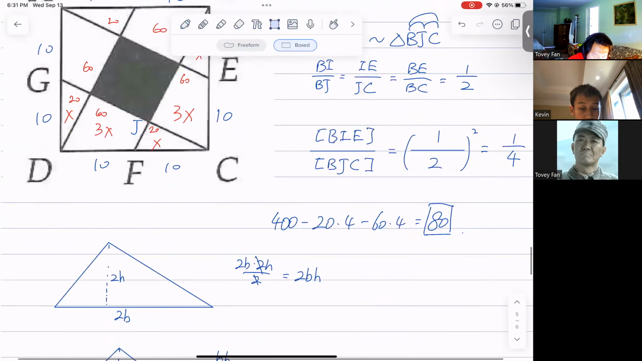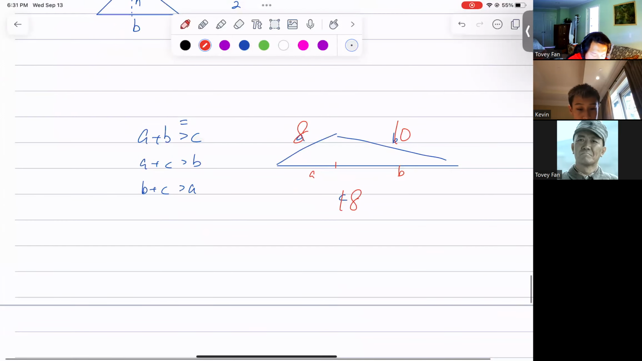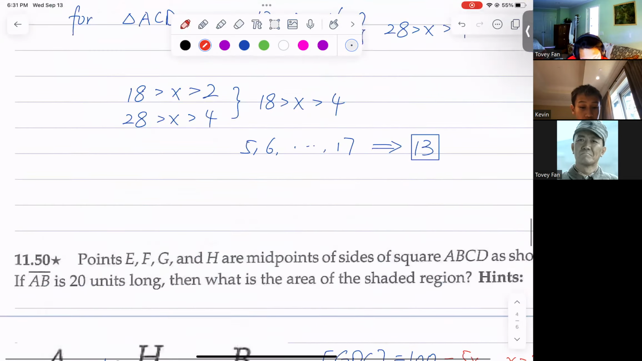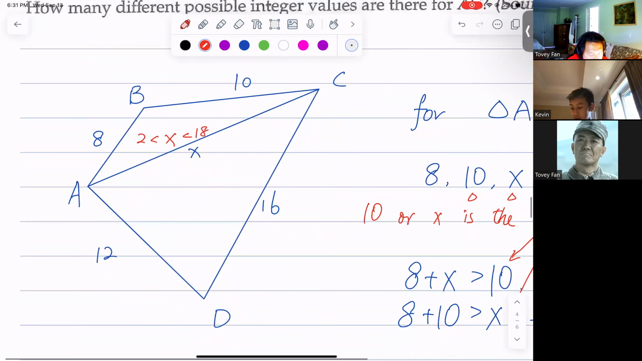Does it make sense? Yes, it makes sense. 8 and 10, right? That was the question. 8 and 10. Obviously, the greatest is 18. And for the smallest, you want to put 10 here, 8 is here. Obviously, it's 2. So that's why you do plus and minus. Okay? All right. So that's in terms of triangle ABC.